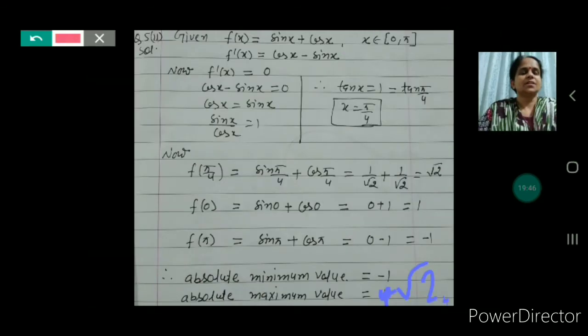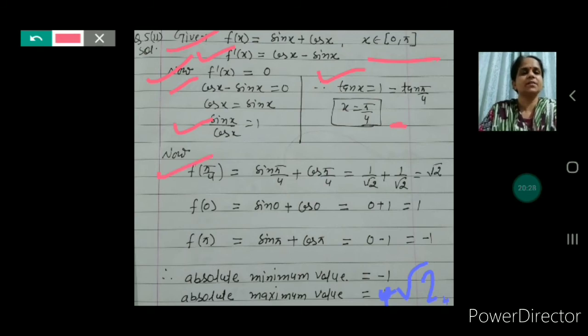Okay, now students, let's start part 2 of question number 5. Here the given function is f(x) = sin x + cos x. The interval is given, x belongs to 0 to pi. So first find f'(x). It is cos x - sin x. And now f'(x) = 0, so cos x - sin x = 0. Cos x = sin x, and sin x by cos x is equal to 1. So you will get tan x = 1 and x = pi by 4. It is positive, and from 0 to pi we get only one value, x = pi by 4.